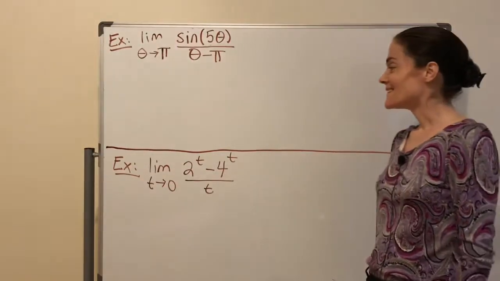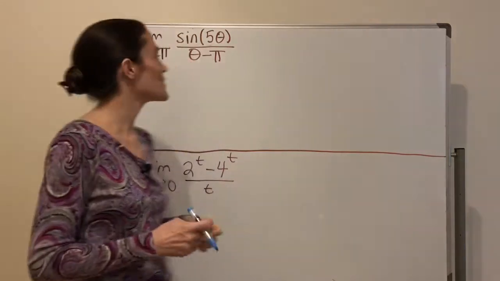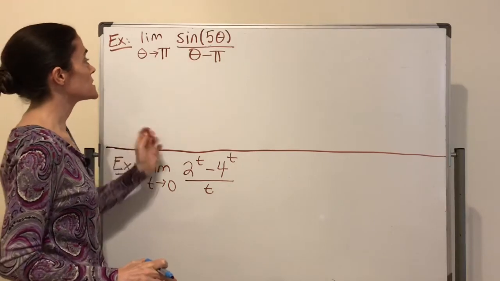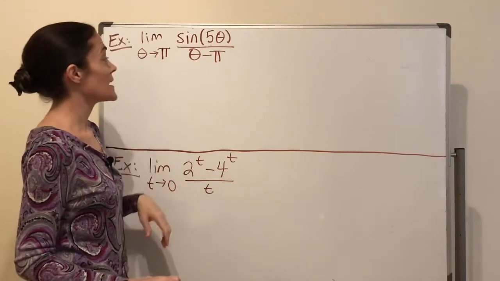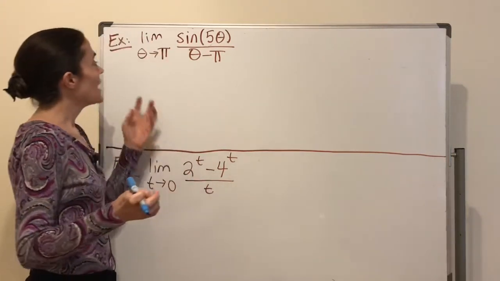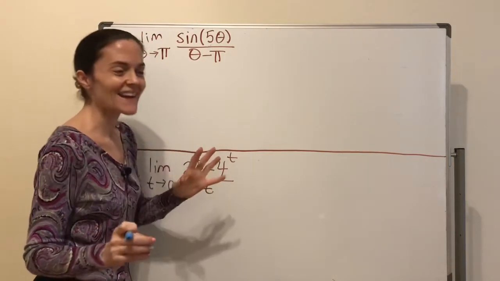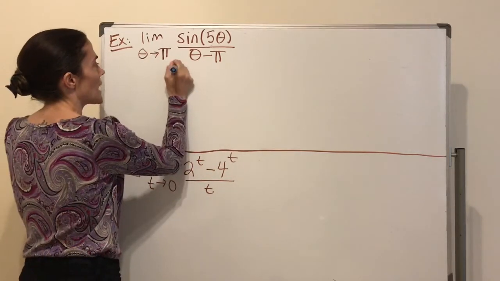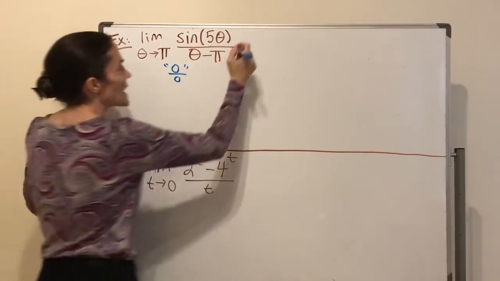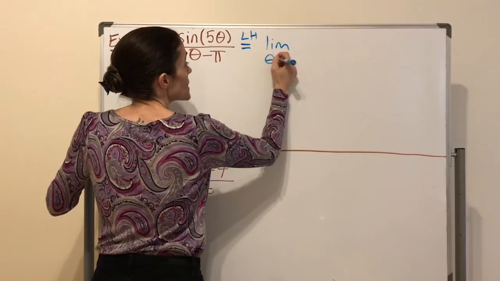Okay? Here are 2 examples, and I will just preface this by saying we can use L'Hopital on both of these, but let's figure out why. We have the limit as theta approaches pi, sine 5 theta divided by theta minus pi. What's happening with the numerator? Sine is continuous. As theta approaches pi, this approaches the sine of 5 pi, which is 0. And then the denominator is approaching pi minus pi, which is 0. And so we can use L'Hopital. We take a limit as theta approaches pi.